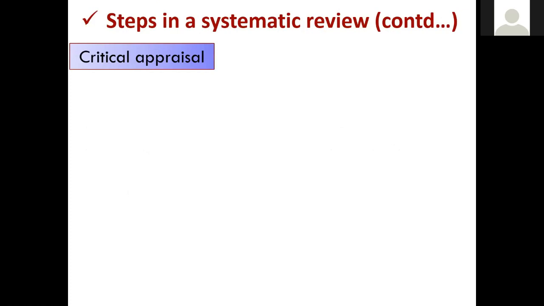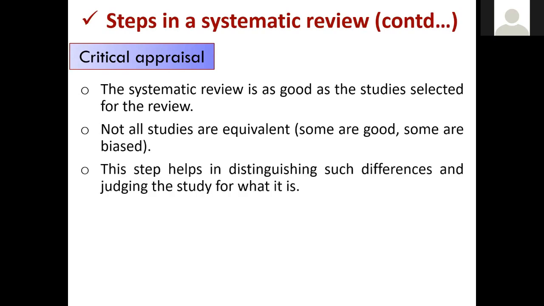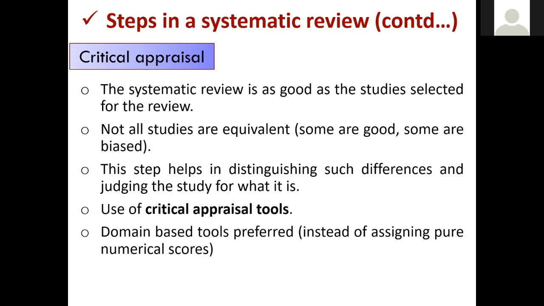The next step is the critical appraisal step. This is a very crucial step. The systematic review is as good as the studies that are selected for the review. Now we can appreciate that all studies are not equivalent, right? Some studies are good, some are not so good, some are biased, some are not so biased, and therefore we cannot treat all the studies equally. And this step helps in distinguishing these differences and also for judging the study for what it is.